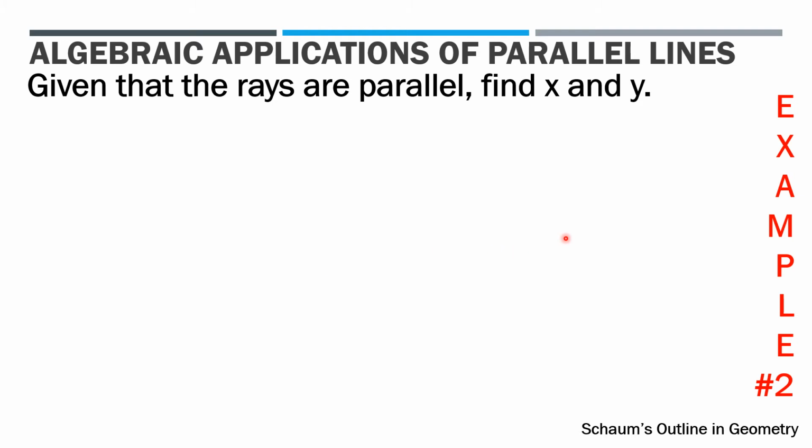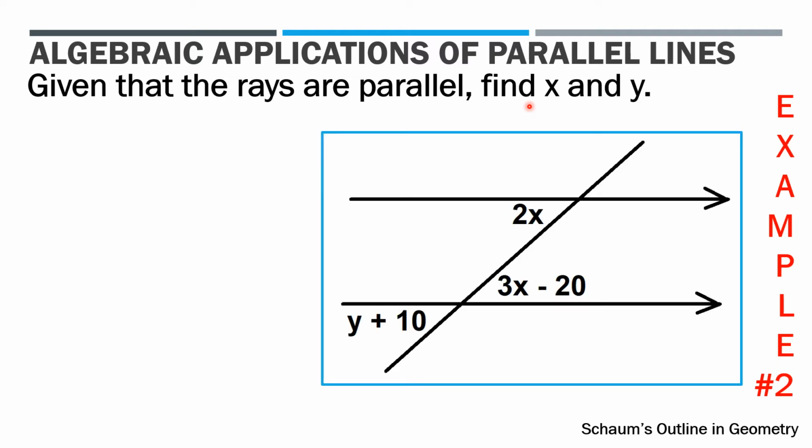Example number 2. Given that the rays are parallel, find x and y. So, these rays are parallel. Then we have to determine the values of x and y, which are actually angles. We do this by identifying the pairs of angles appropriate for the problem.